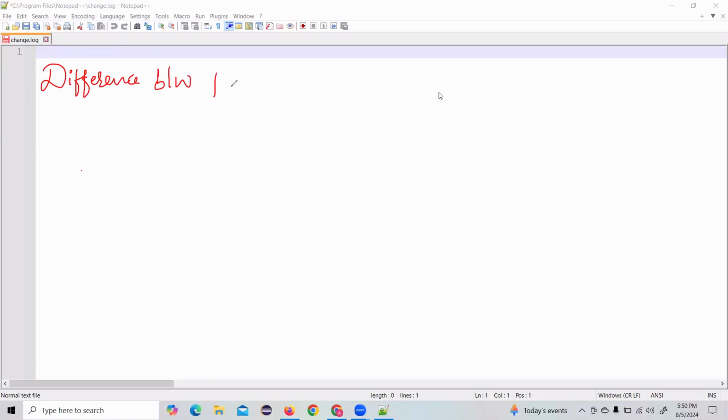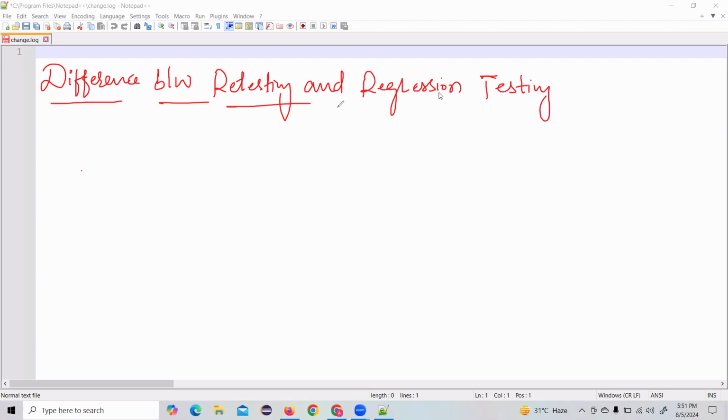Difference between retesting and regression testing. So please make two columns here. Column number one.